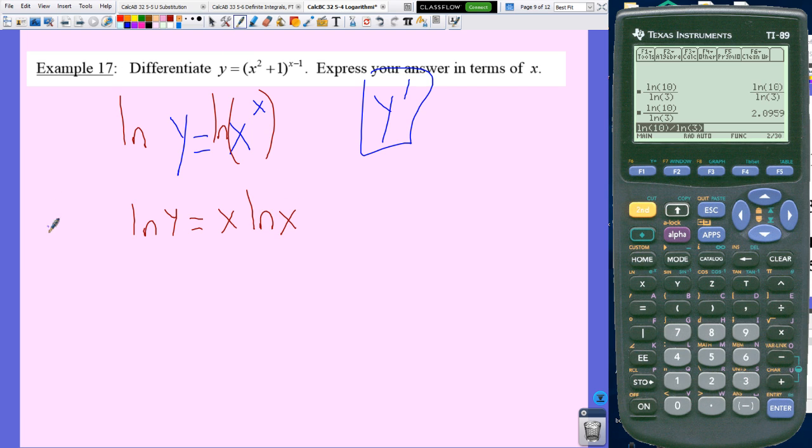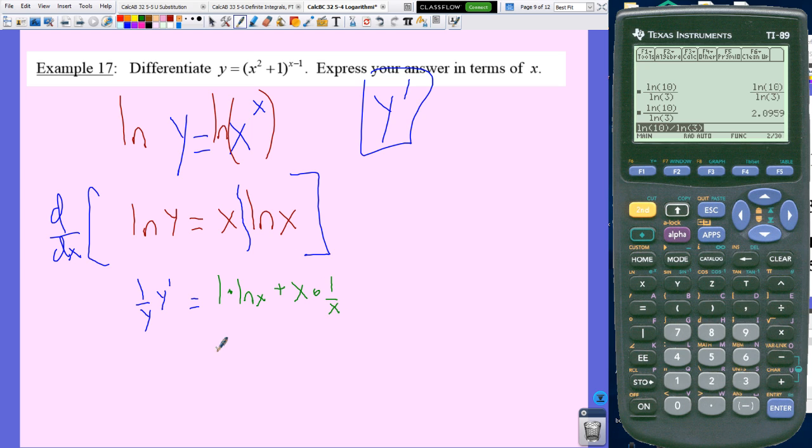And now we are going to differentiate both sides with respect to x. So the derivative of ln y is going to be 1 over y times y prime. Remember when you differentiate a y. And then this I'm going to have to break up with the product rule. So this is going to be 1, the derivative of x, times ln of x, plus x times the derivative of ln of x, which is 1 over x. And that can clean up to be ln of x plus 1, the x's cancel out, equals 1 over y times y prime.